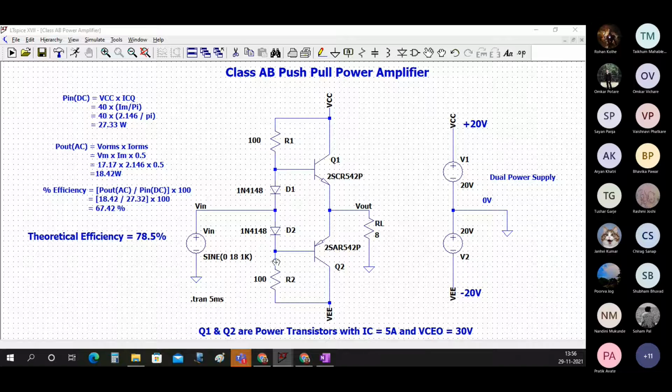Now somebody might ask me, why are you not connecting the other way around? So you can connect it that way also, no problem. But the direction of both the diodes should be the same. Like if this is anode cathode, then it should be in the same way. Okay.